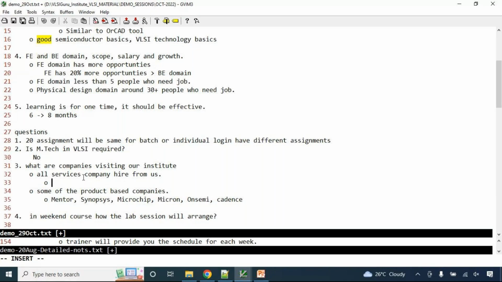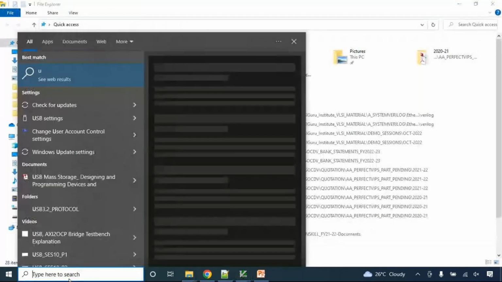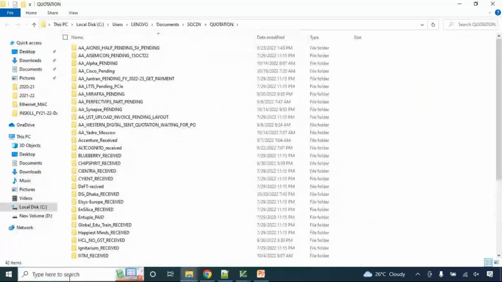I don't want to go deep into it. Only one thing I will show you. We do business with all these companies. These are quotations which I can't show inside of it. AI on SI, AI Semicon, Alpha Semiconductor, Cisco, Juntran, LTTS, Mirafra, Perfect VIP, Synapse, UST Global, Western Digital, Accenture, Cognito, Blueberry, Chip Spirit, Sientra. What is this basically? These are the bills we have raised to companies. I can't show you what is inside the bills, so I'm just trying to show you that we are almost connected with 40 companies directly for their employee training.